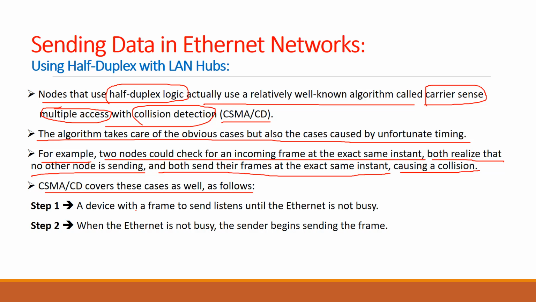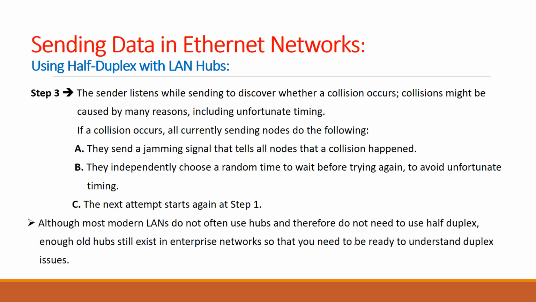This is how CSMA/CD works on nodes. Step 1, a device with a frame to send listens until the Ethernet is not busy. When the Ethernet is not busy, the sender begins sending the frame. If it is busy, it should wait for a specific amount of time. If it is not busy, the sender can send the frame. Step 3, the sender listens while sending to discover whether a collision occurs. Collisions might be caused by many reasons, including unfortunate timing.